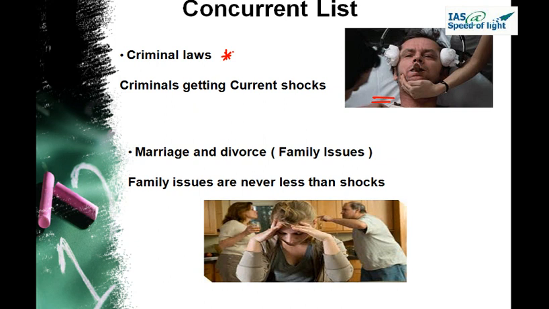which are family issues. It includes partition, wills, the family problems, the joint family, successions; all these issues come under this. Family issues are never less than electric shocks, because they are equally troublesome as an electric shock. You can see this picture where this whole family is fighting, and for this pretty lady, it is like an electric shock. So for the concurrent list, we are relating it with the family issues.